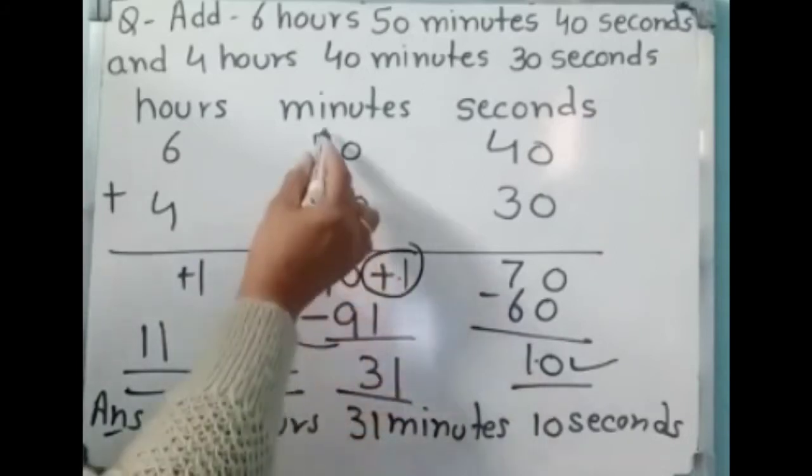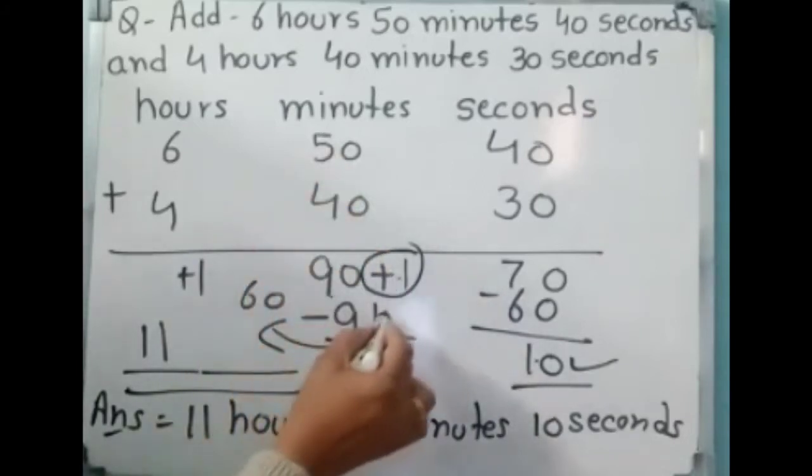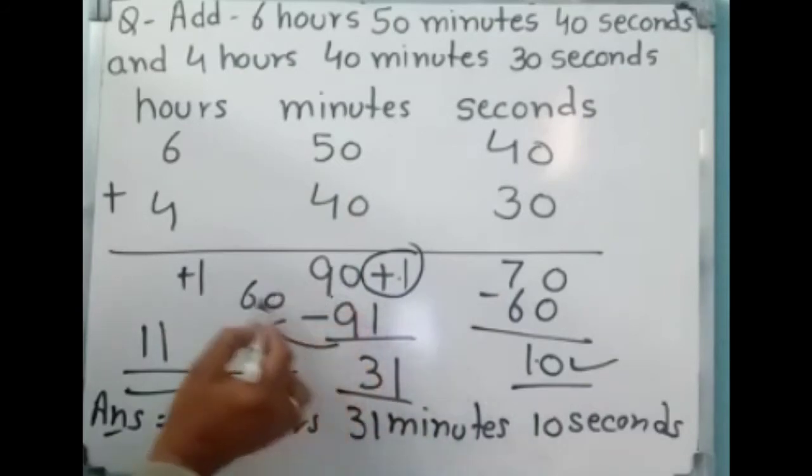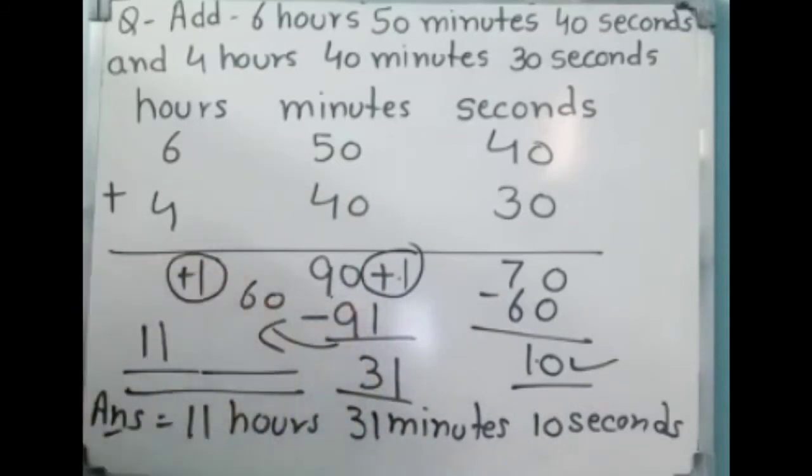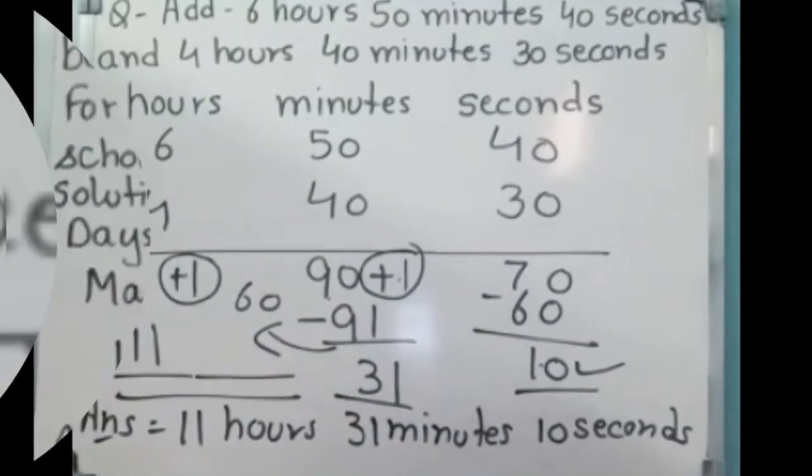So plus 1 here we have 91, more than 60. So give 60 minutes here, means plus 1 hour. So here we have 11 hours, 31 minutes and 10 seconds.